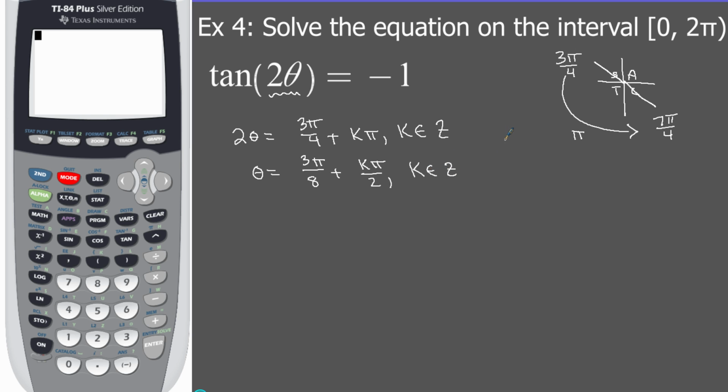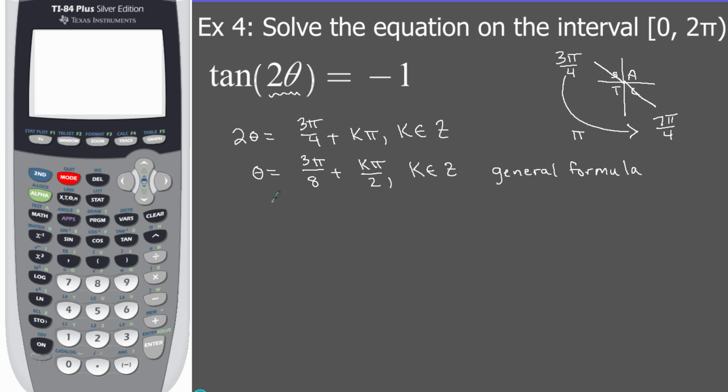Our textbook tends to use k, others might use n. It's just a general variable. But this piece right here, 3 pi over 8 plus k pi over 2, where k is an element of the set of integers, is what's called the general formula. So this is a general formula for any solution to this problem, tangent of 2 theta equals -1. But I only want to look at anything that's in the interval from 0 to 2 pi, because that's what my directions tell me. So I'm going to let k represent different values.